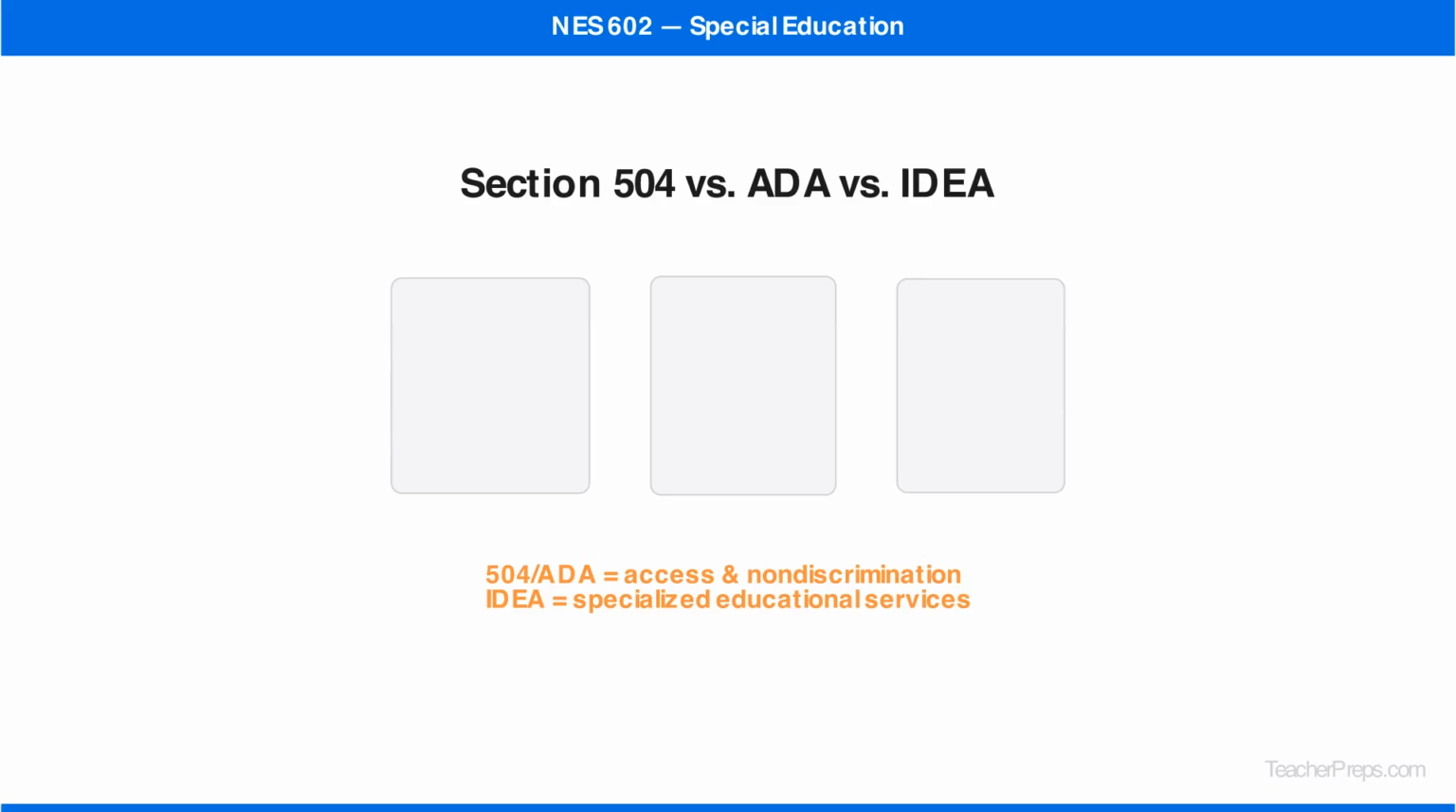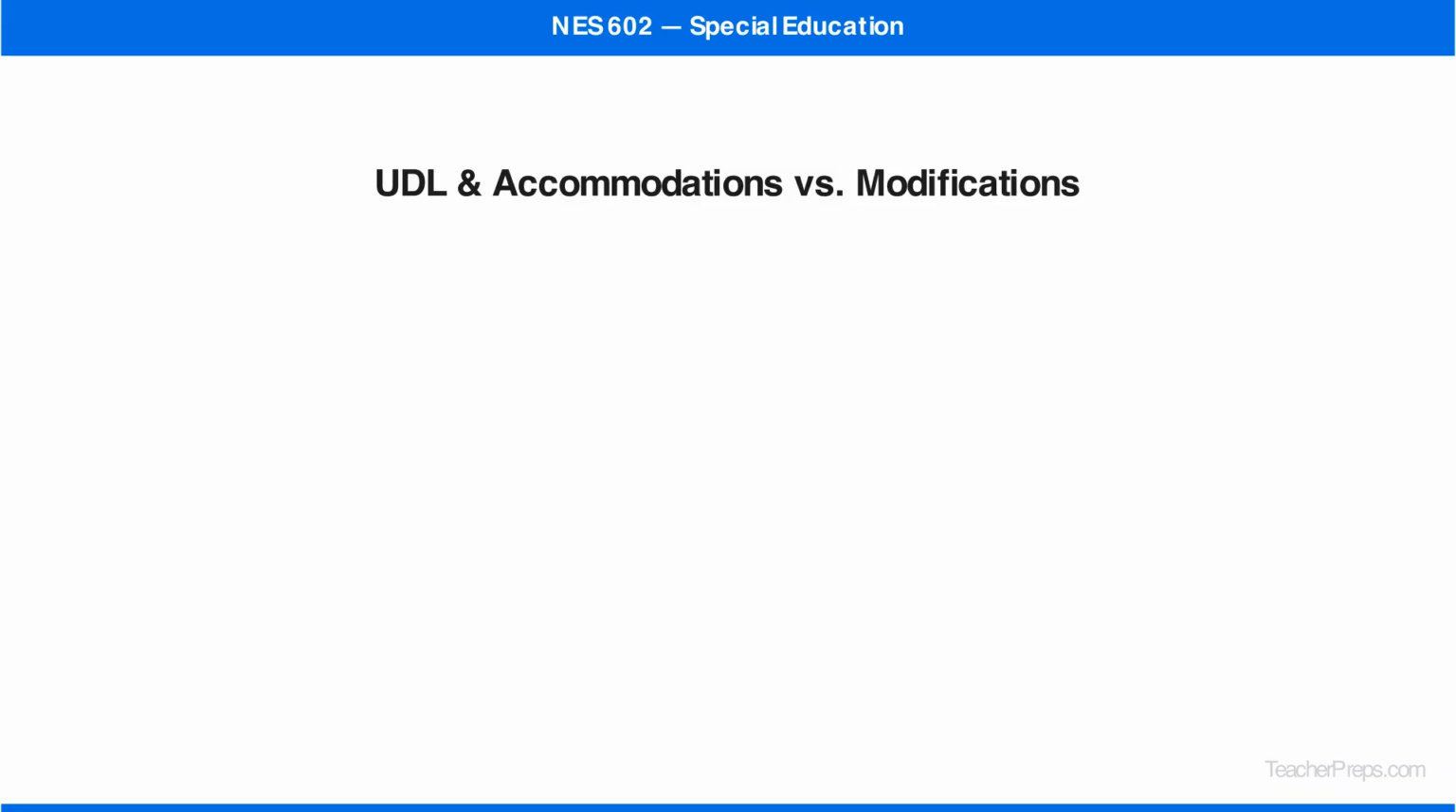On test day, if the question asks about eligibility for special education services, the answer involves IDEA. If it asks about access and accommodation without specific special education services, think Section 504. Two more concepts for Competency 0001.